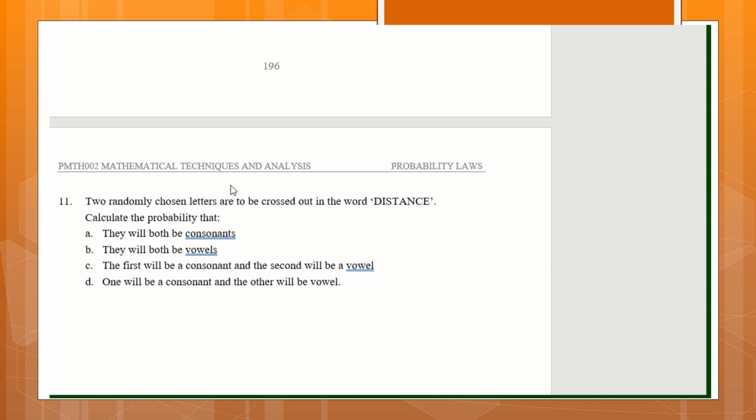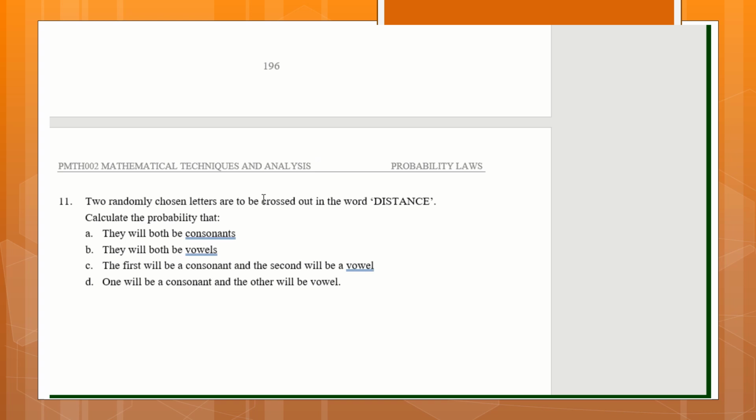Alright, two randomly chosen letters are crossed out from the word distance. Calculate the probability that they will both be consonants. So these are all simple. Do it slowly. How many consonants, how many vowels? The first will be a consonant and the second will be a vowel. And you multiply. You basically find the probability the first one is a consonant times the second one is a vowel.